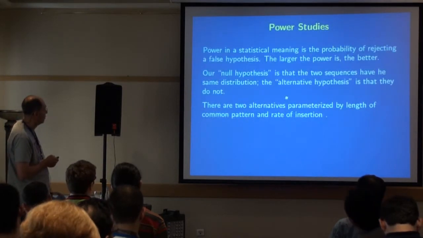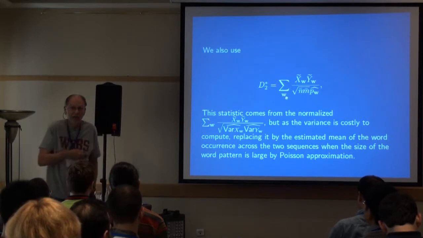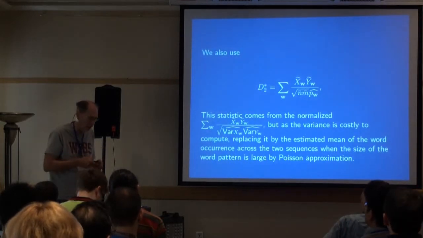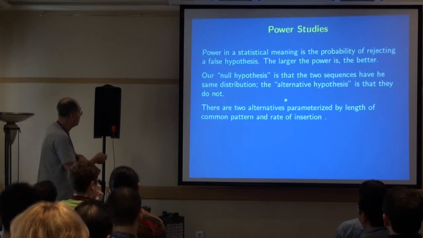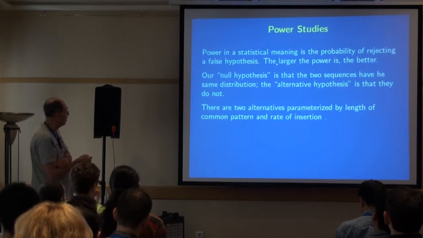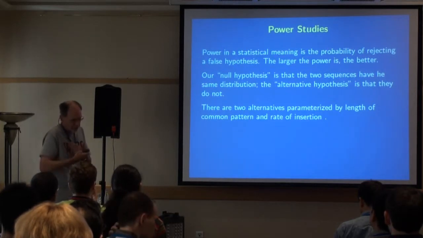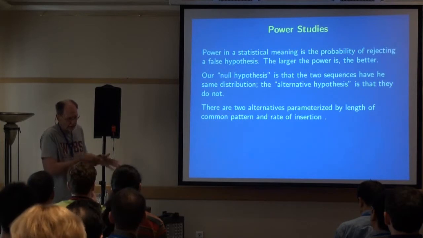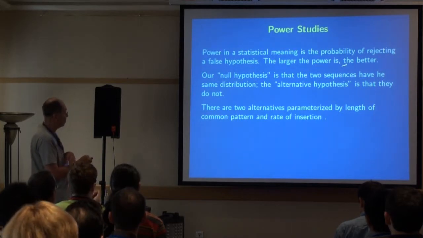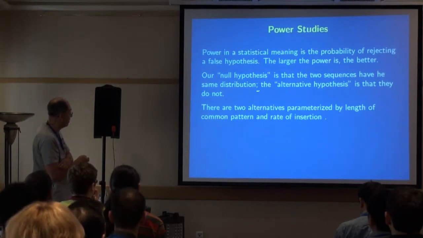Okay. So it's easy enough to write this and say, I think it's better. But how do you do a calculation to show it's better? You can say, well, let's look at its statistical power, by which we mean the probability of rejecting a false hypothesis. So what's the chance that if these sequences are seeded with a pattern in a certain way, you'll decide that the null hypothesis of no difference has been violated. So the larger the power is, the better. And the null hypothesis is that they have the same distribution. The alternate hypothesis is they don't.